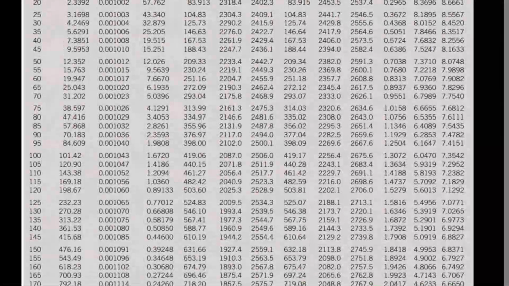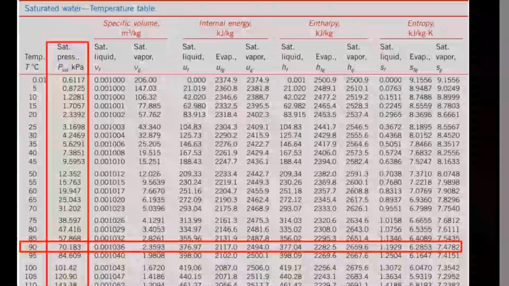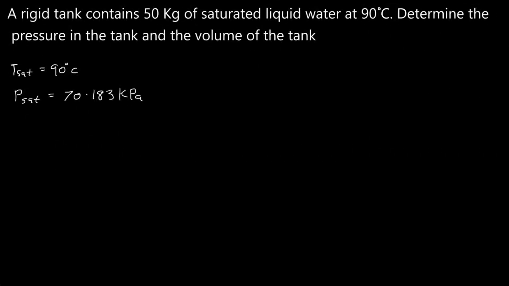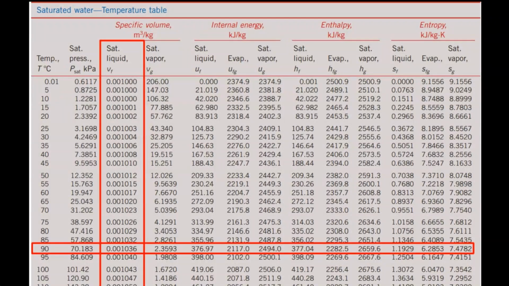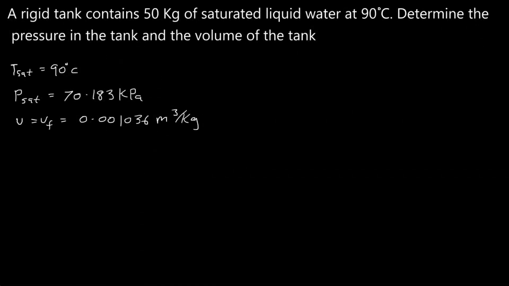From the saturated temperature column, we locate the 90 degrees Celsius row, and we want to know the pressure which corresponds to this temperature. So we trace the pressure down to 90 degrees and obtain our pressure as 70.183 kilopascals. To find the volume of the tank, we trace vf, which is the specific volume of saturated liquid, down to 90 degrees Celsius, and we obtain 0.001036 meters cubed per kg as the specific volume of our liquid at this temperature. The total volume of the liquid will be the specific volume multiplied by its mass, and we obtain 0.0518 meters cubed as the total volume of the tank.